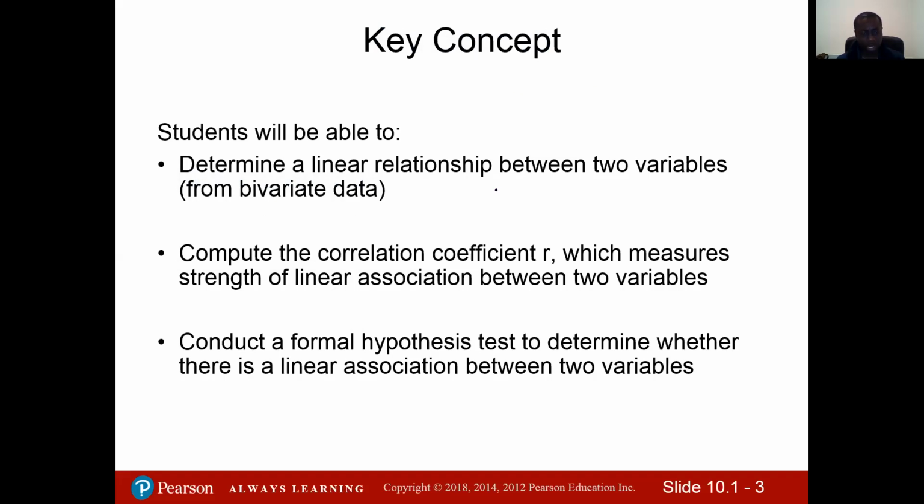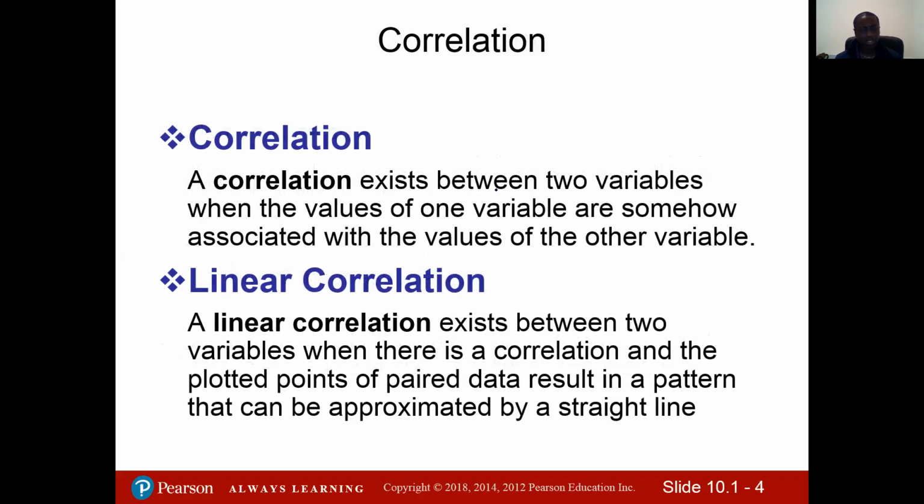And then we conduct a formal test to determine whether there is a linear association between the two variables in question, naturally. Okay. So let's define correlation. A correlation exists between two variables when the values of one variable are somehow associated with the values of the other variable. Correlation could be linear, that would be a straight line, or could be parabolic, like a valley or a mountain.